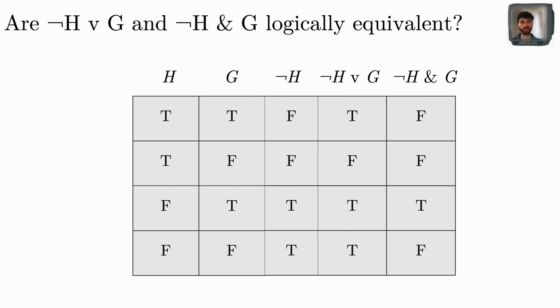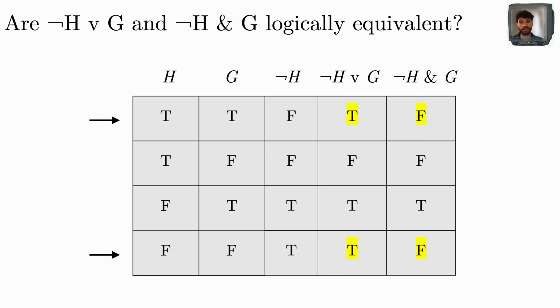Now let's think. Are not H or G and not H and G logically equivalent? And hopefully you notice, first of all, if you don't remember what logically equivalent is, look again at the definition. Two statements are logically equivalent if they have the same truth value in every possibility. So here we have four possibilities, which are represented by the rows. And let's look at the first row. Not H or G is true and not H and G is false. So do they have the same truth value? Well, no, they don't in this possibility.